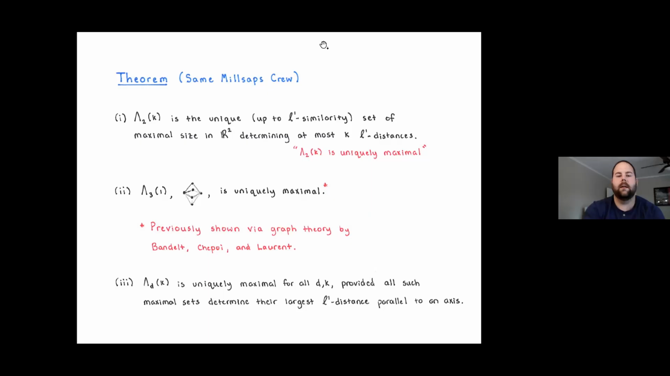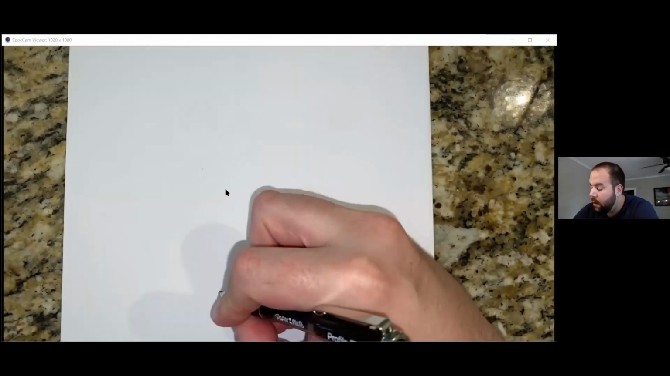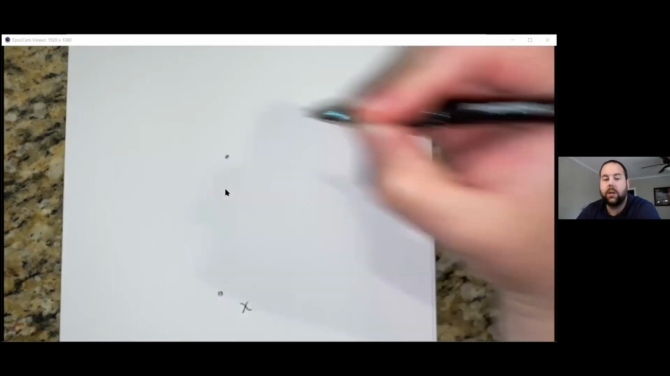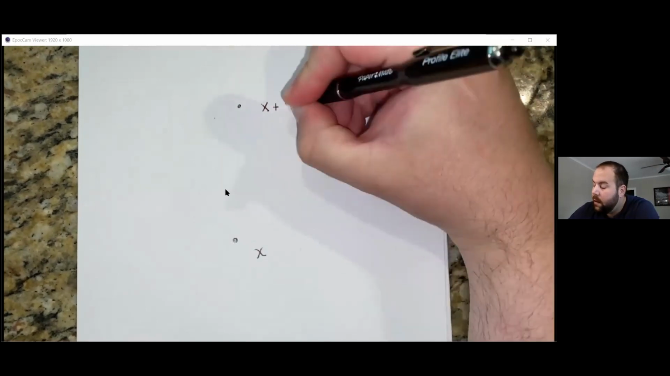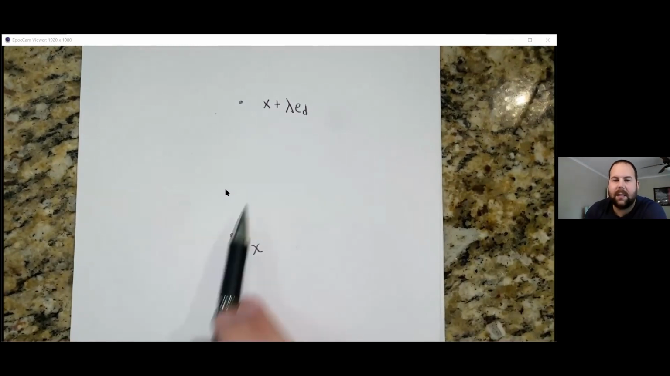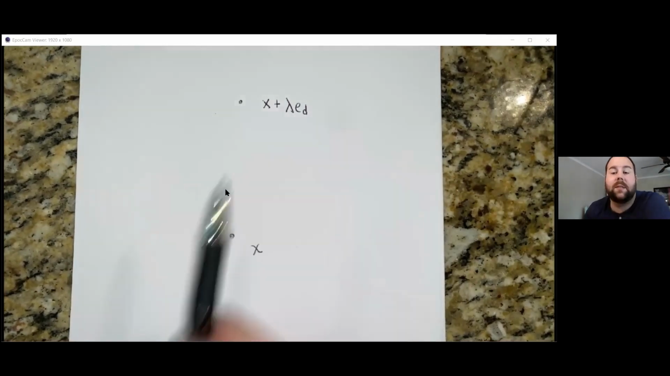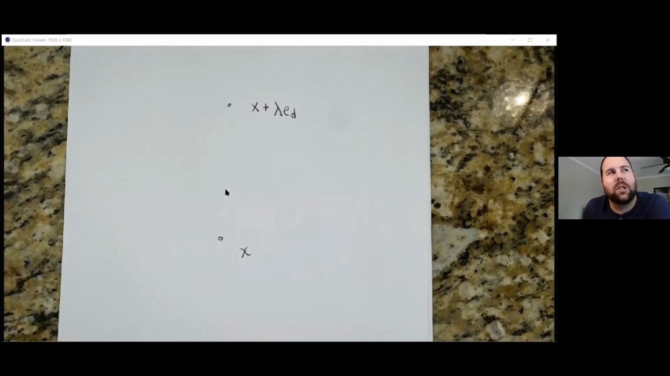Okay. I'm going to switch my screen share for a moment just to say a little bit about that, which is, what do I mean by parallel to an axis? I mean, let's say you have a set and your largest L1 distance determined by the set is lambda. Then you should be able to find 2 points, x and x plus lambda times a standard basis vector. If this were the regular distance, you could just rotate, but the L1 norm is not invariant under rotation, so you can't do that.